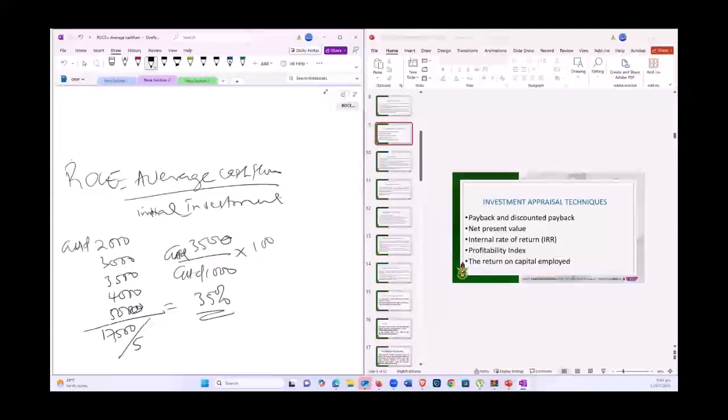Sir, please, I realize you multiplied by 100. Yes, I forgot to add 100 in the formula. Once we're talking about return, or rates, usually it's in what? It's in percentage, right? So 35%.